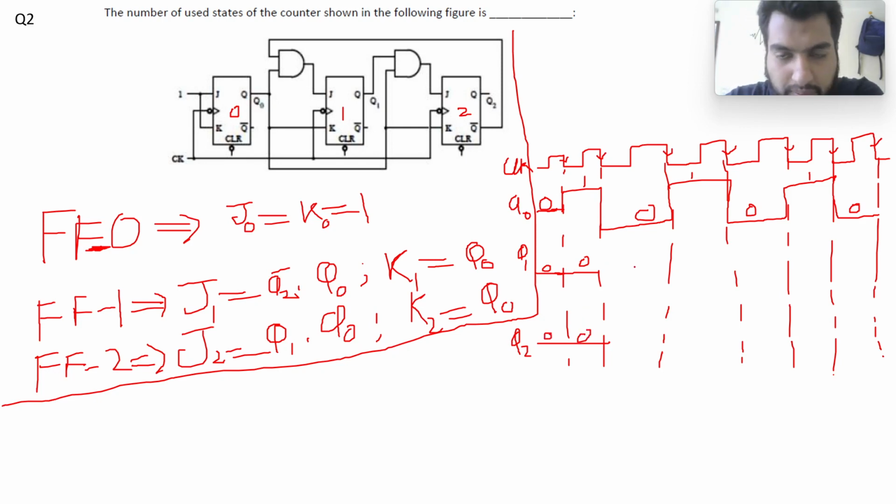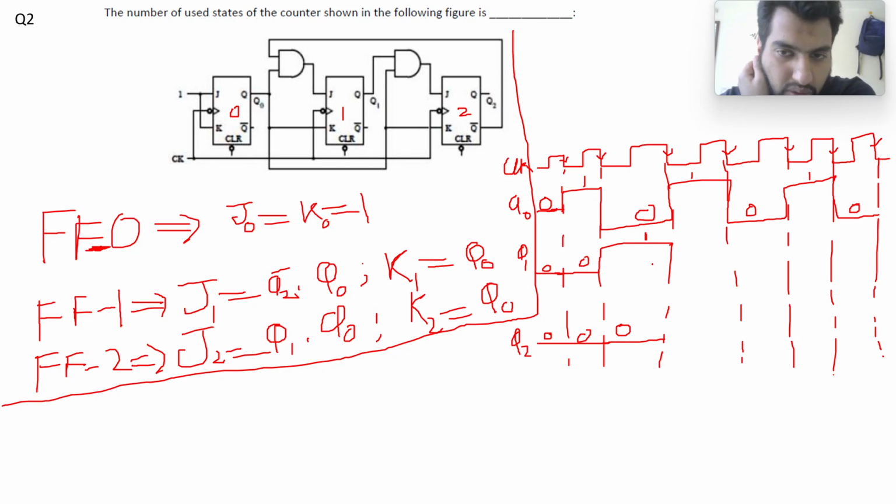Now what will be my Q1? I need to find out J1 and Q1. J1 will be 1 and with 1, so J1 is equal to 1, and K1 will be 1, so it will toggle, so it will be 1. My J2 will be Q1 dot Q0, where Q1 is 0, so it will be 0, and Q2 will remain at memory, so it will be 0 here.